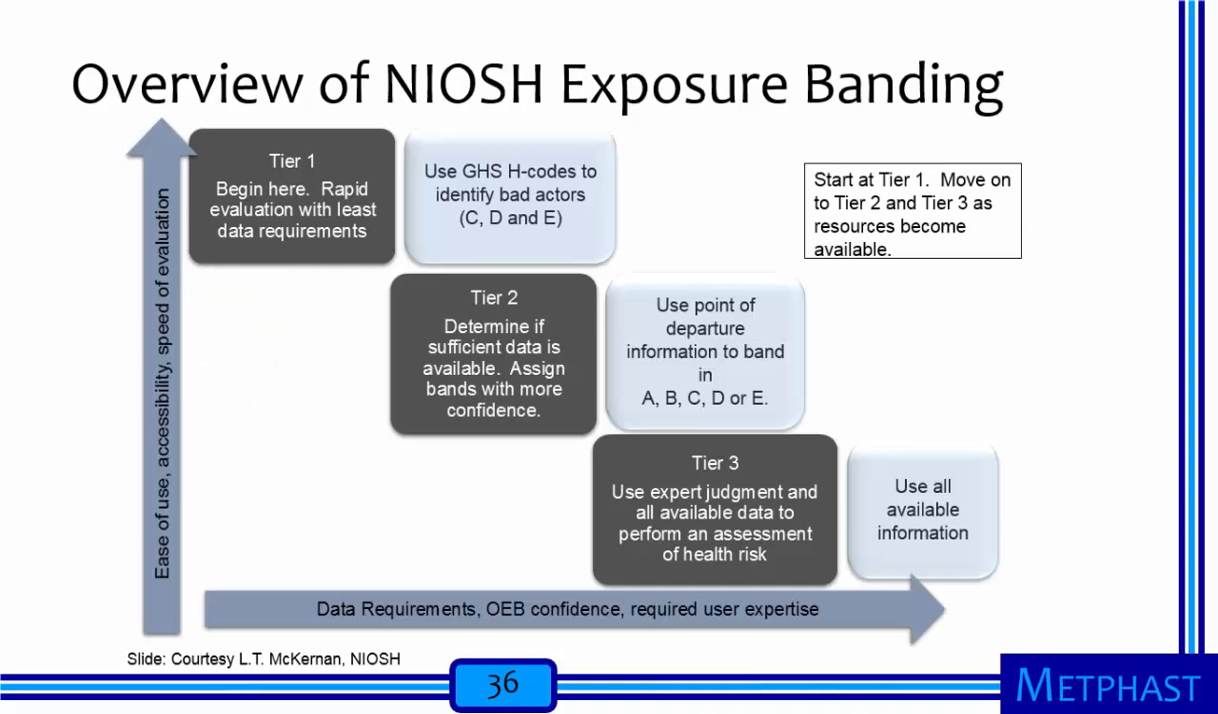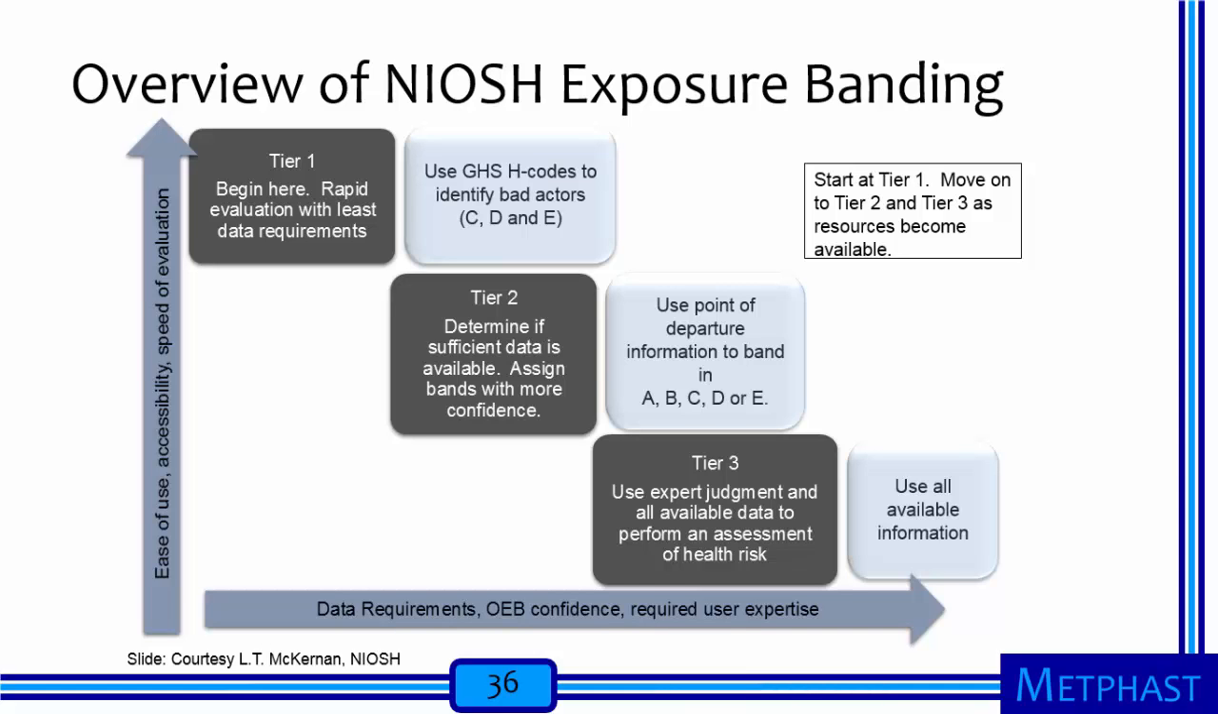This slide provides an overview of the NIOSH exposure banding approach. It is a tiered approach with three tiers that have different levels of ease of use, accessibility, and speed of evaluation on the vertical axis, and have increasing data requirements, OEB confidence, and required user expertise on the horizontal axis. Tier 1 is the easiest to use and is relatively quick to evaluate and requires minimal data.